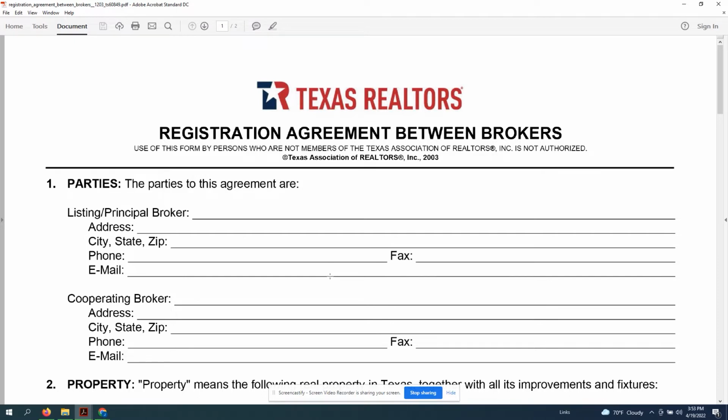But if you have a commission rate, let's say it's 2% or 3% or 4%, whatever it is on the MLS system, that is what the selling broker, that listing broker, agrees to pay to the buyer's or cooperating broker, as long as you're both members. That's the handshake. It's already done for you, so you don't need this form.